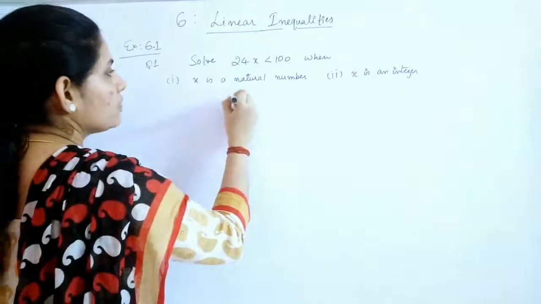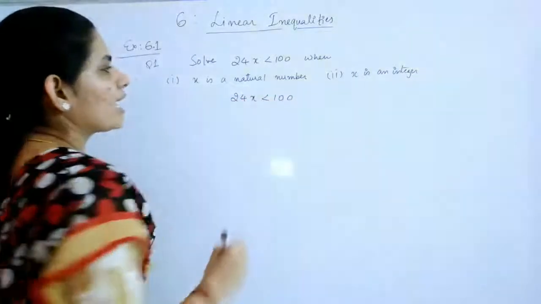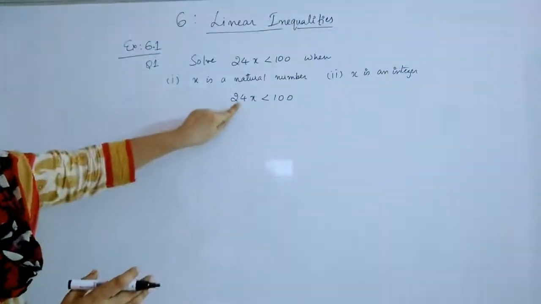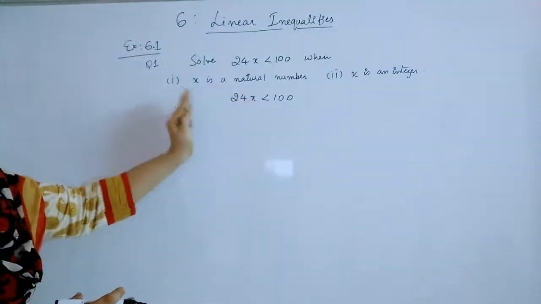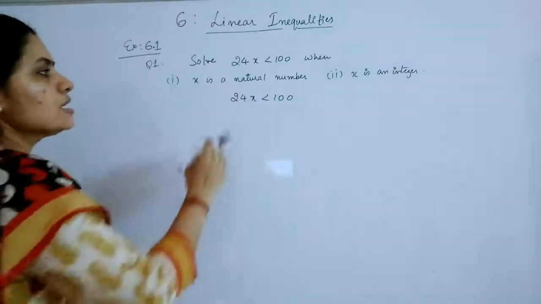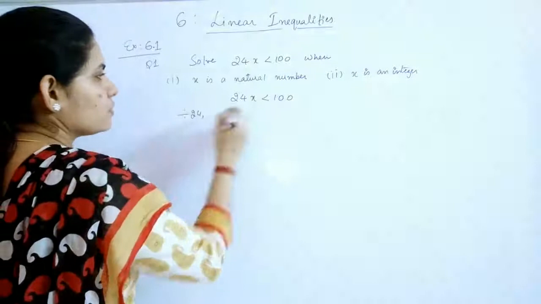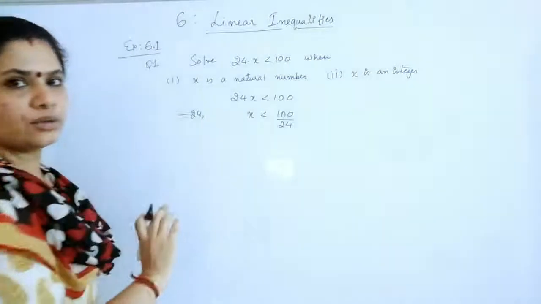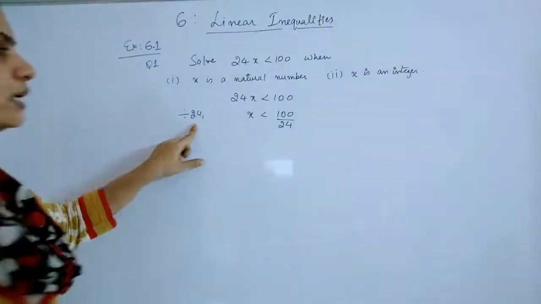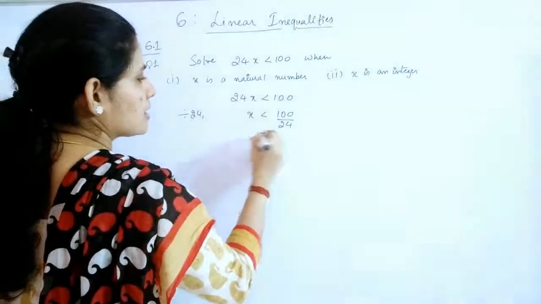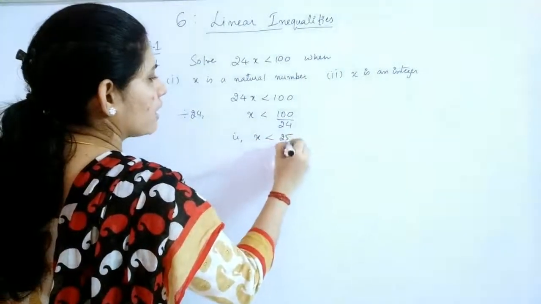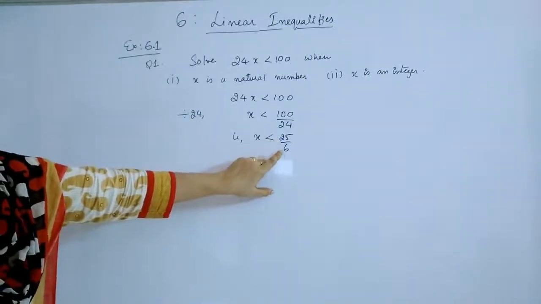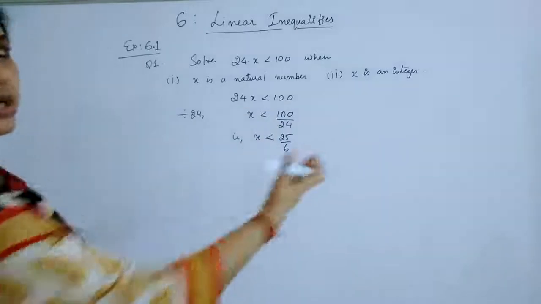Now how we have to solve? We will start with the problem given, which is 24x < 100. We are dividing throughout by the same number 24 in order to make only x remain on the left hand side of the inequality. Dividing throughout by 24, you will get x < 100/24, and this will not affect your inequality because it is a positive quantity. This will give you x < 25/6. Now you can just see that it will be 4 point something on the right hand side.